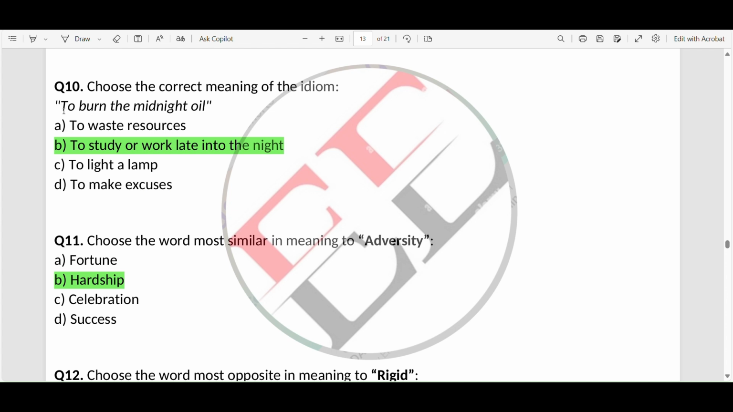So, I will say how to get into them. First, you should not just imagine anything about that idiom. First, you need to read the options and understand. See, to waste resources. Okay, just keep it in mind. And to study or work late into the night. Okay, and to light a lamp and to make excuses, right? So, when you think, now you need to think of the idiom in the view of these options.